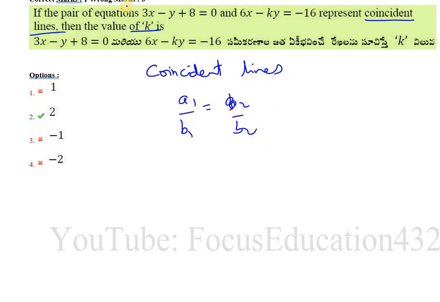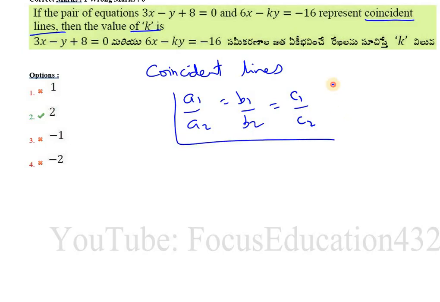So here I was mistaken. For coincident lines, you have to remember this: A1 by A2 is equal to B1 by B2 is equal to C1 by C2. You can take here, K is for the B, right? For the B term, you are having K. So we can take any two here to solve. Either you take these two or you can take B and C, because K is for the B.